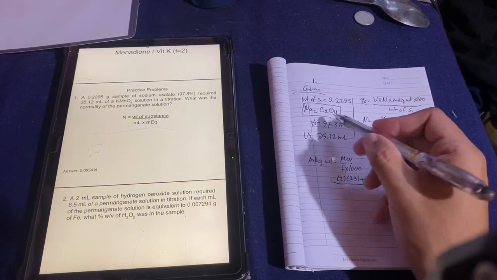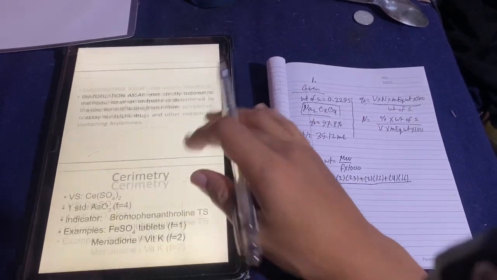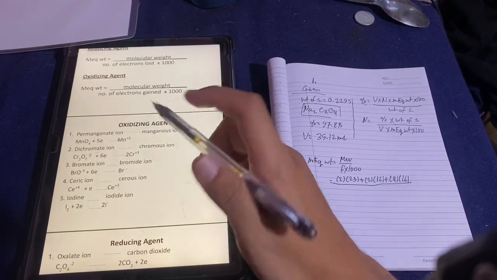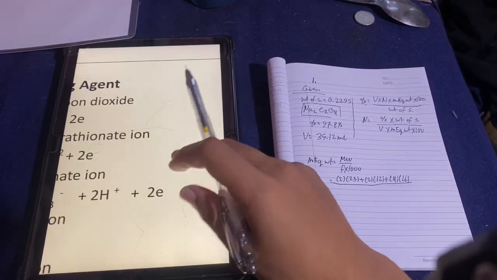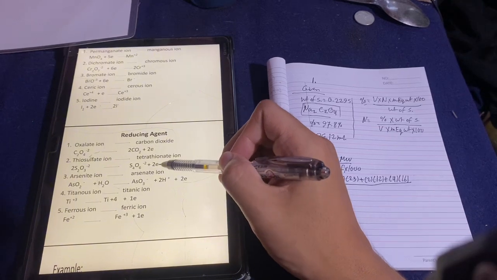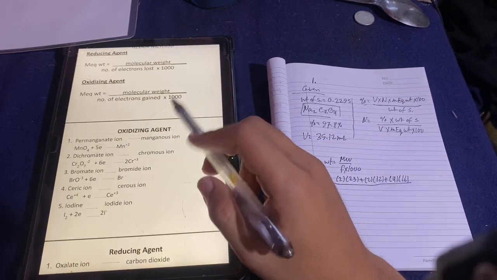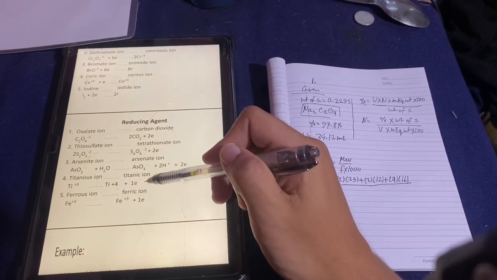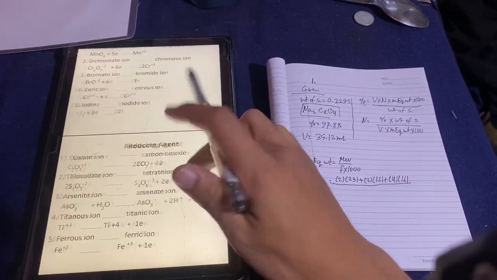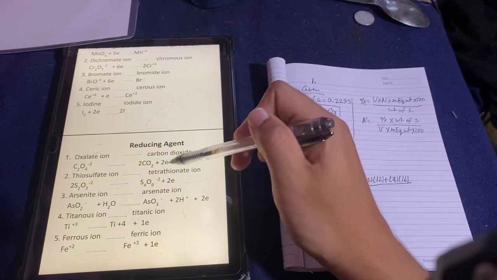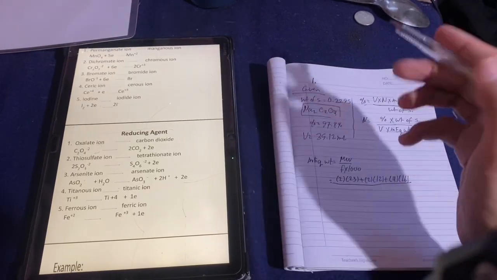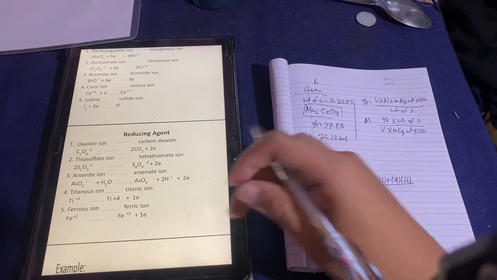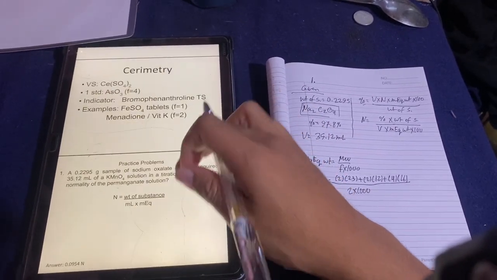So what is our factor here? As we know, in our module we have oxidizing agents and reducing agents, with the number of electrons gained or lost written there. In oxidizing agents we gain electrons, while in reducing agents we lose electrons. For the oxalate ion, we lose 2 electrons. So our factor is 2 times 1,000. So 2 is our factor for oxalate.